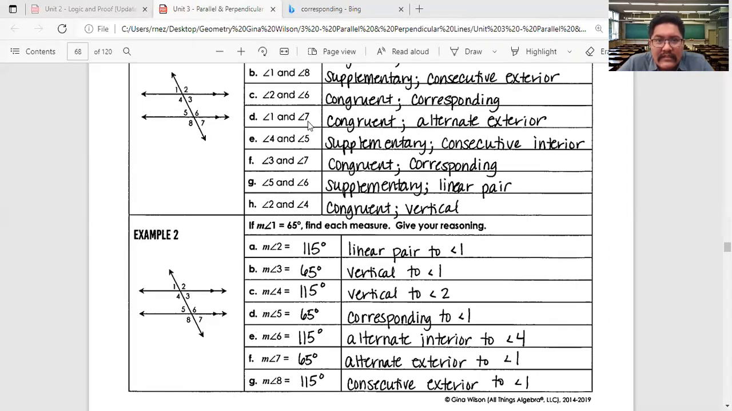All right, so 1 and 7, so we have congruent and alternate exterior. So 1 and 7.